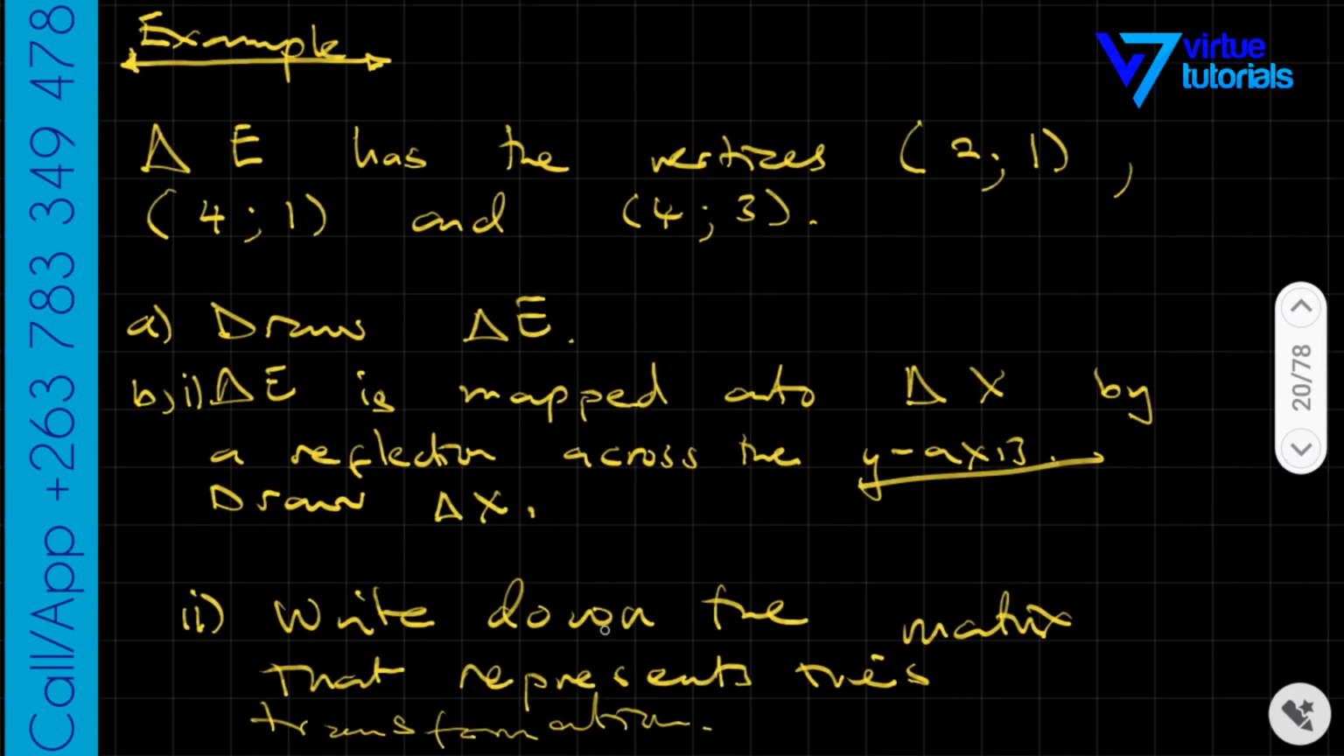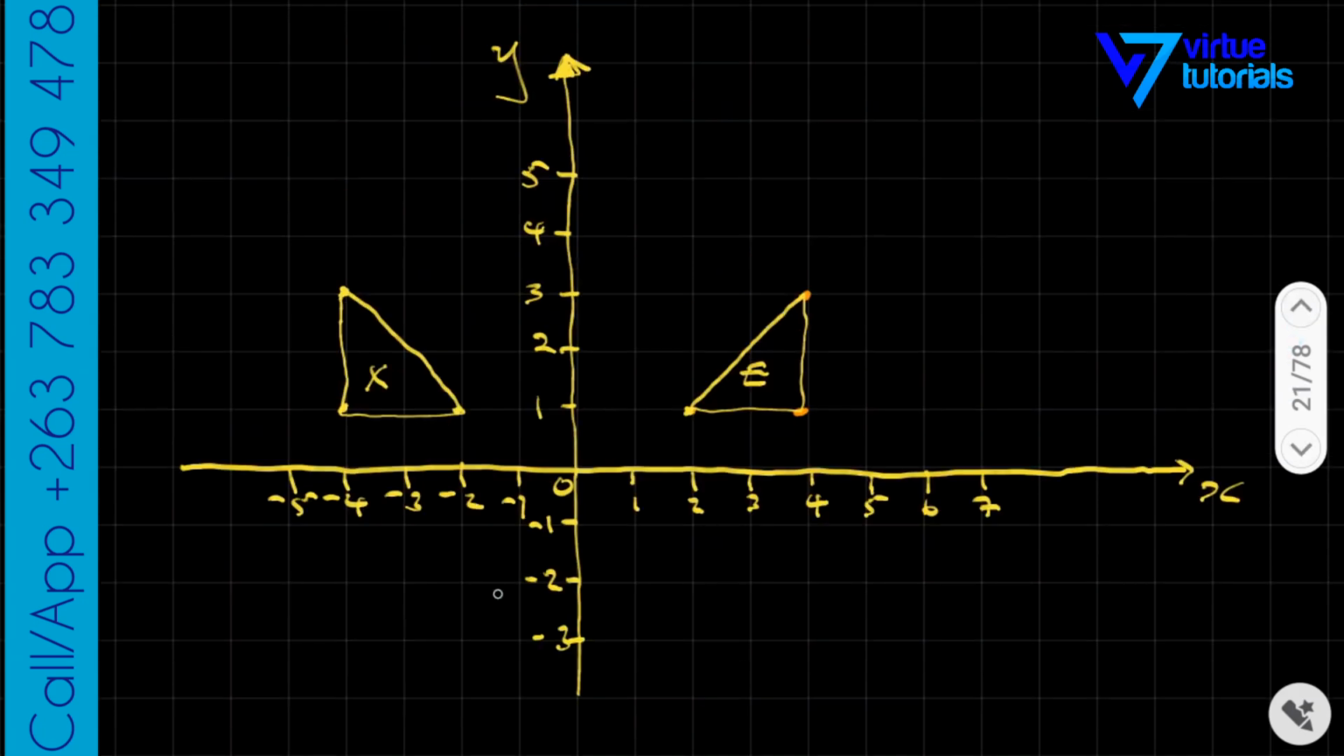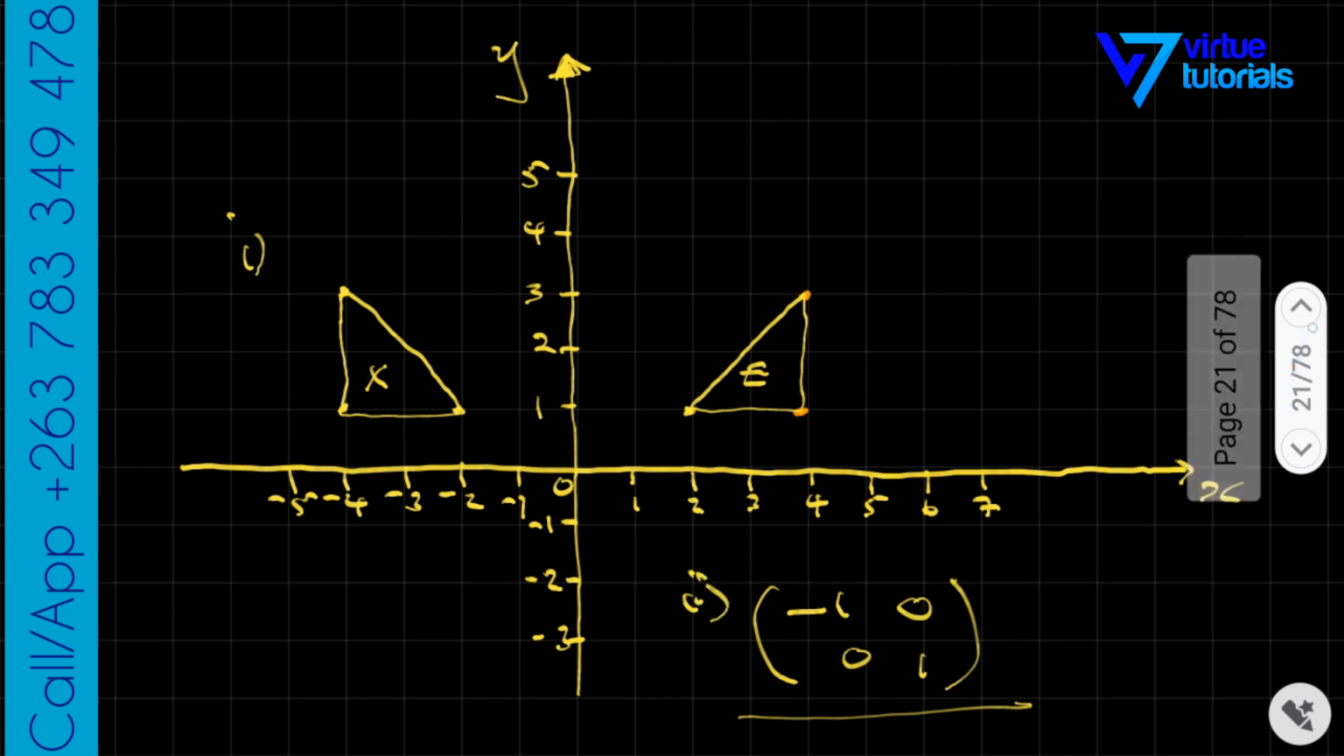And then part 2 is write down the matrix that represents this transformation. This transformation was a reflection across the y-axis, and we know our matrix for the reflection across the y-axis is -1, 0, 0, 1. So that was our part 1. That's our part 2. We've got full marks.